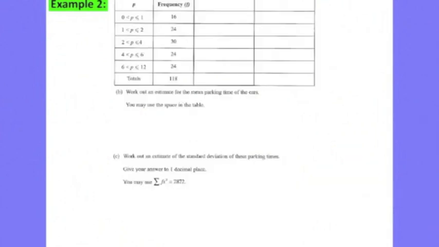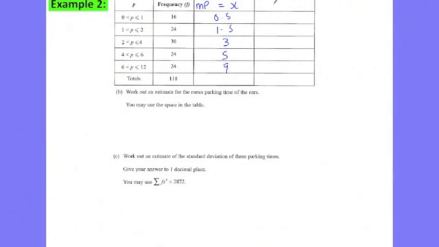Example number 2. Here we're going to calculate the standard deviation from a table. We're first asked to work out an estimate for the mean parking time. Here, up in our table, we have grouped data, so we must calculate the midpoint. This is our value for x. So the midpoint between 0 and 1 is 0.5. 1 and 2, 1.5. 3, 5, and 9.